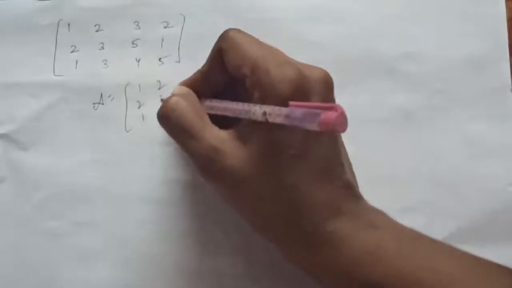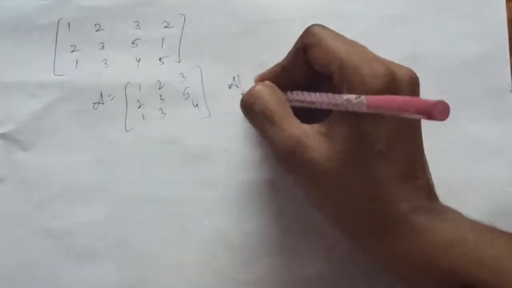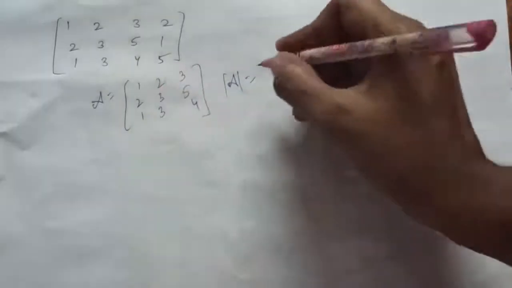So our A will be 1, 2, 1, 2, 3, 3, 3, 5, 4. So this will be the result. Now we will calculate the determinant of this matrix. When I calculated the determinant of this matrix, it came out to be 0. But I cannot stop here, because if the determinant is 0, I have to move further.